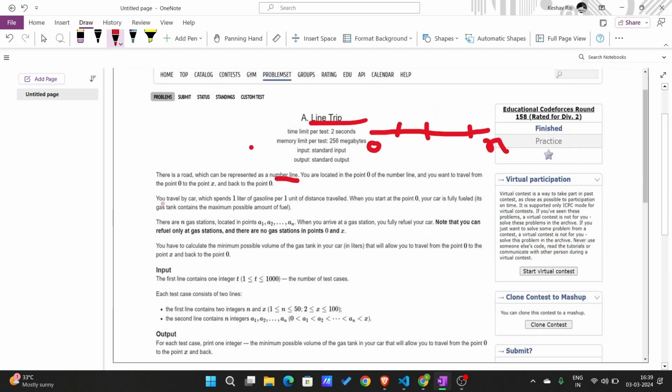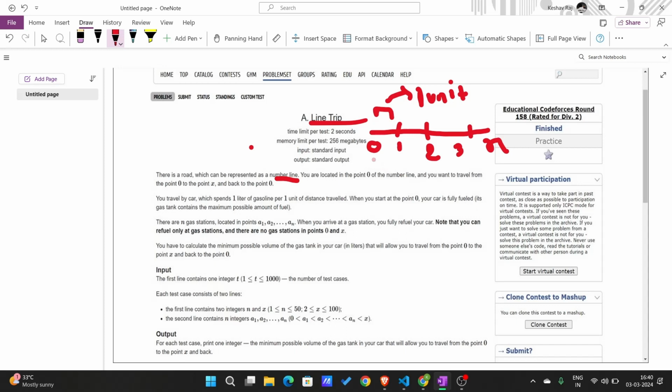So later it is given that you travel by car which spends 1 liter of gasoline per 1 unit of distance traveled. So basically, as we are treating it as a number line, we can mark it at 1, 2, 3 and like that. So each unit traveled will cost you a unit of petrol, that means 1 unit of gasoline. So when you start at point 0, your car is fully filled.